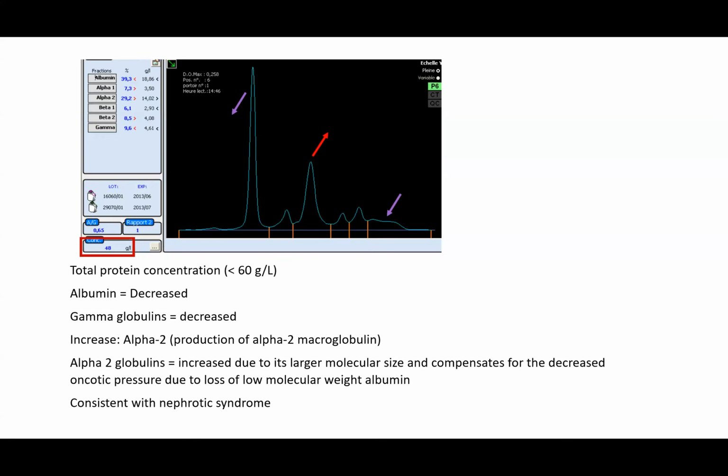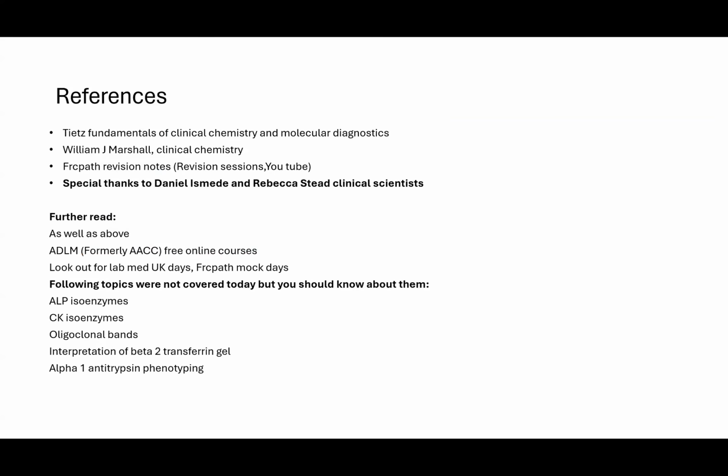And that's what you see in nephrotic syndrome. Basically, your albumin is significantly decreased. And then alpha-2, you see an increase in alpha-2 macroglobulin, and that's because it's a compensation mechanism, basically. Because we have decreased albumin, you have decreased oncotic pressure due to loss of low molecular weight albumin. So then alpha-2 globulin will increase. And that was the end of the example.